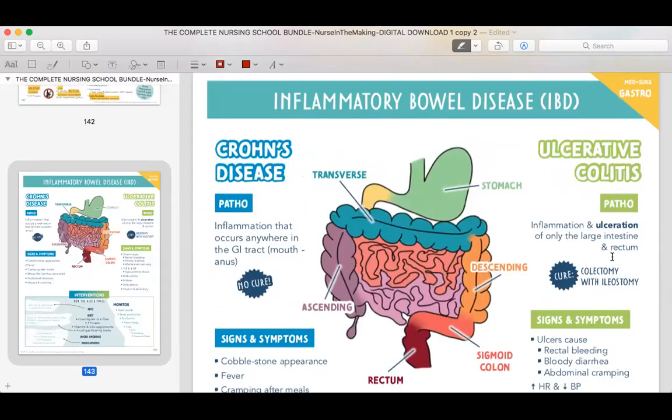So now for inflammatory bowel disease, Crohn's and ulcerative colitis, it's very important to know. Very important to know Crohn's and ulcerative colitis. So I have a picture right here. Let me show you guys. So colitis and Crohn's disease. So this is what I use.